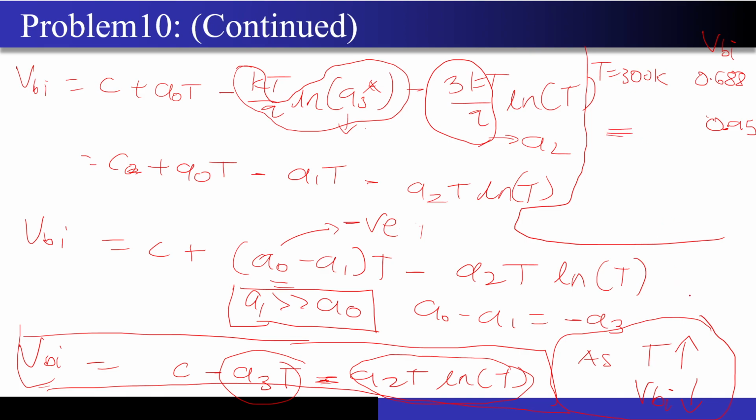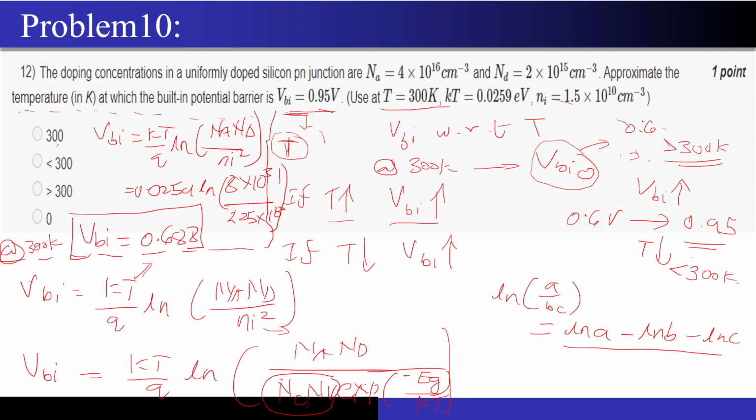I have just found out that as temperature is increasing, my VBI actually decreases. So over here my VBI has increased. If my VBI has increased, this clearly means that my temperature has decreased. So this temperature is less than 300 Kelvin. So I hope this question was clear. If you guys have any doubts, then please feel free to poke me. The option number 2 is the correct option.